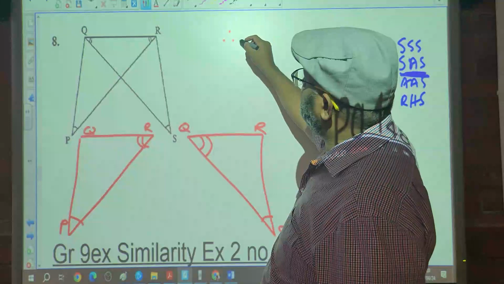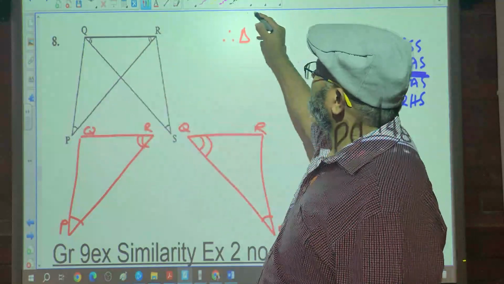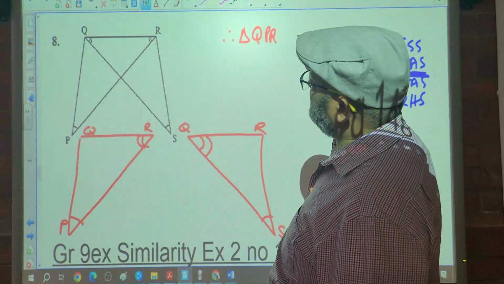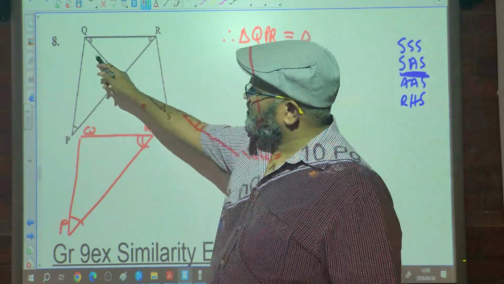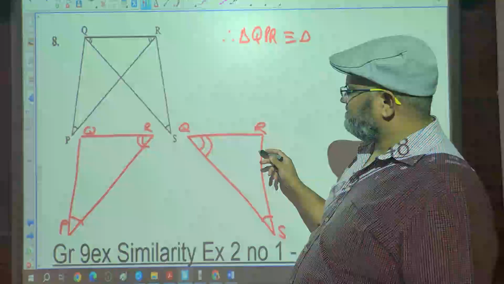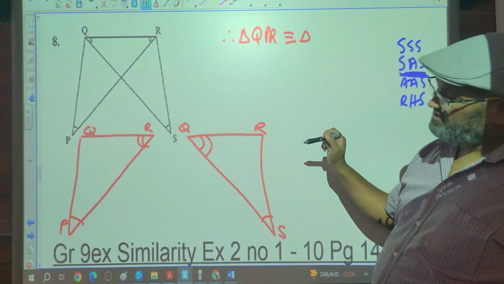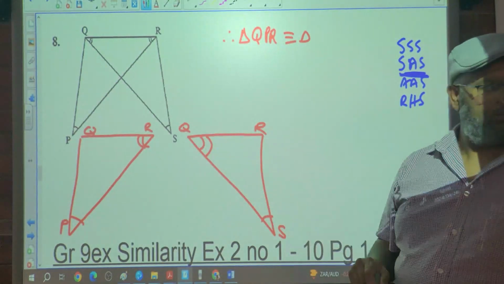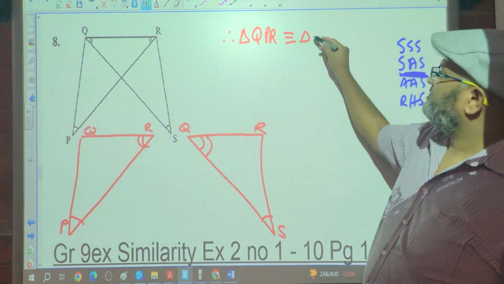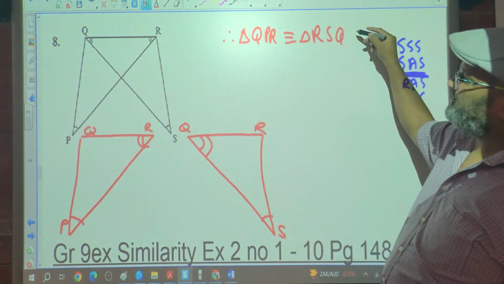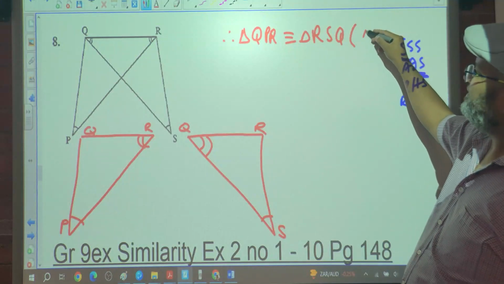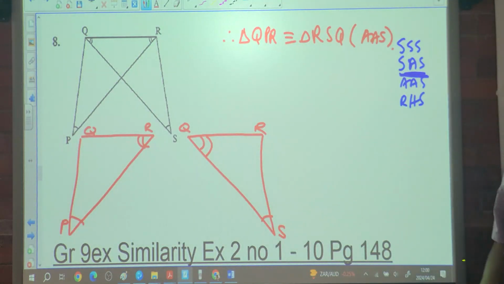So we say therefore triangle QPR is congruent to triangle... So if we start at QPR, then what must it be here? R is Q. Why? Our favorite, no? Angle, angle, side. Easy. Not too easy.